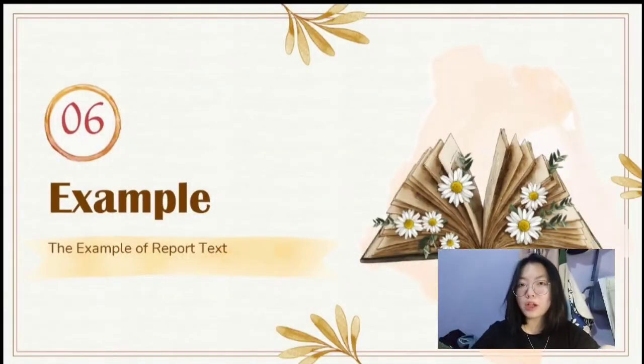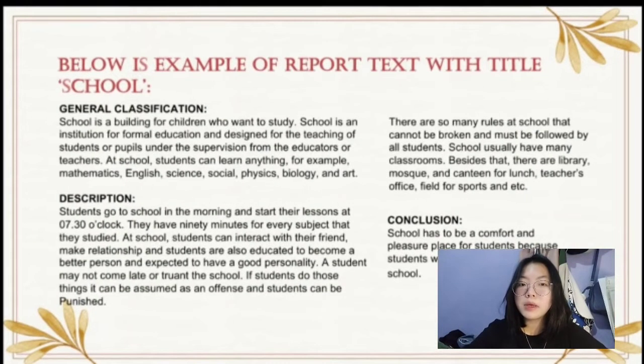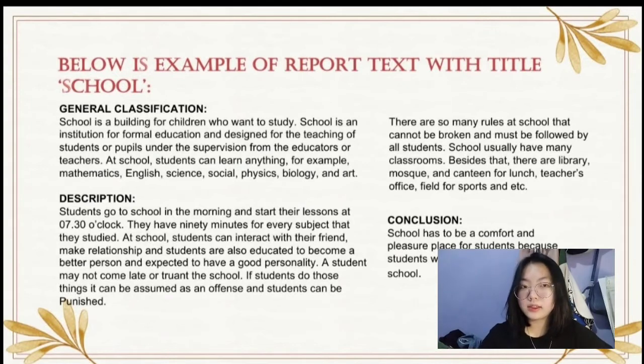Finally, there is an example of a report text. Below is an example of a report text with the title School. School is a building for children who want to study. School is an institution for formal education and designed for the teaching of students or pupils under the supervision of the educators or teachers. At school, students can learn anything. For example, mathematics, English, science, social studies, physics, biology, and art.